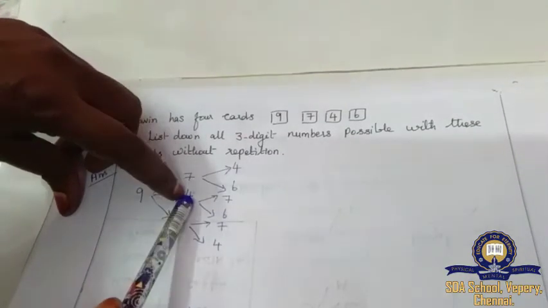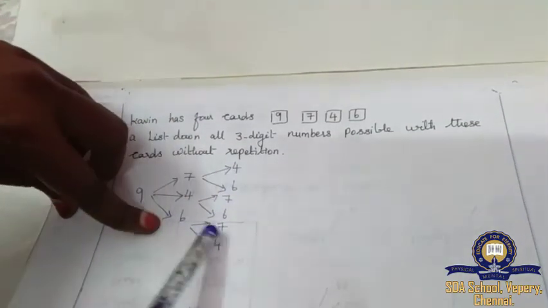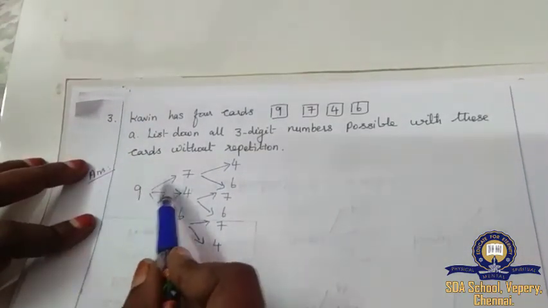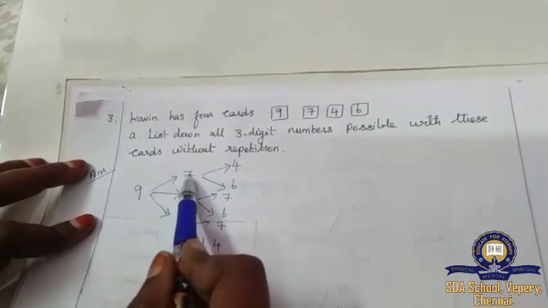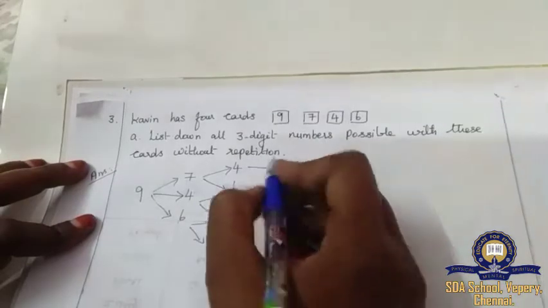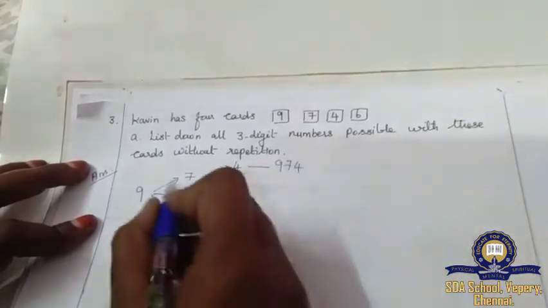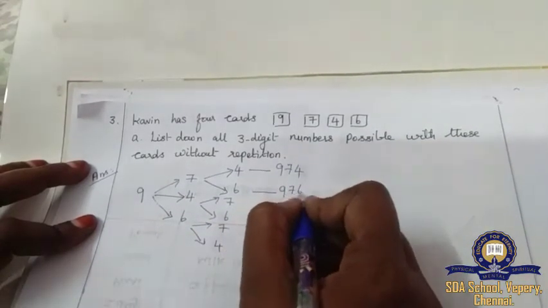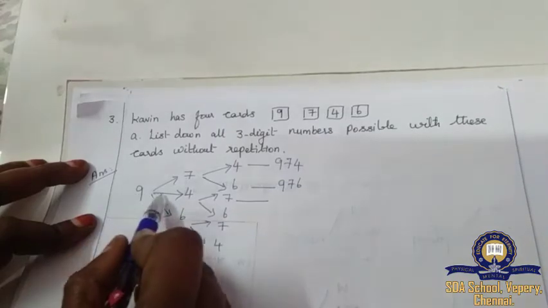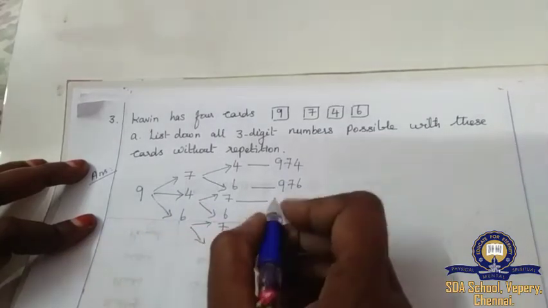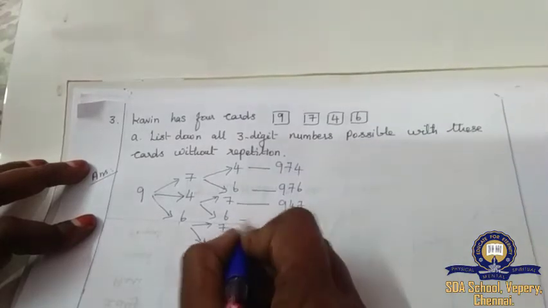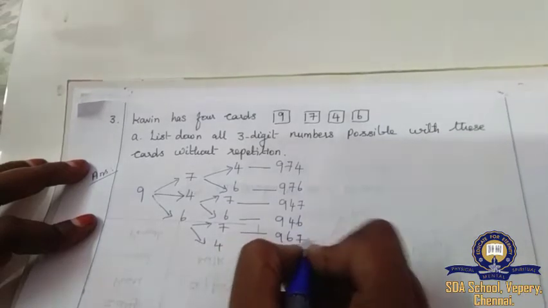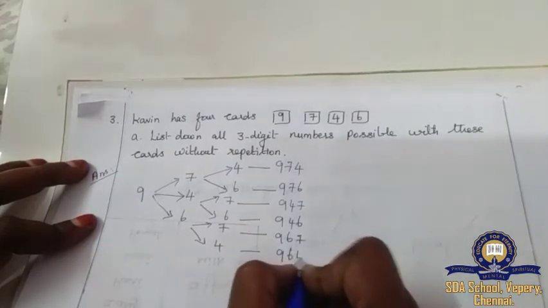Here, 9, 4 over means write the remaining 2 numbers. 9, 6 means the remaining 2 numbers. Write like this. Go to the arrow mark likewise. 9, 7, 4: this gives the number 974. Second, 976. What is this number? 9, 4, and then from 4 to 7: 947. This is 946. This is 967 and this is 964.